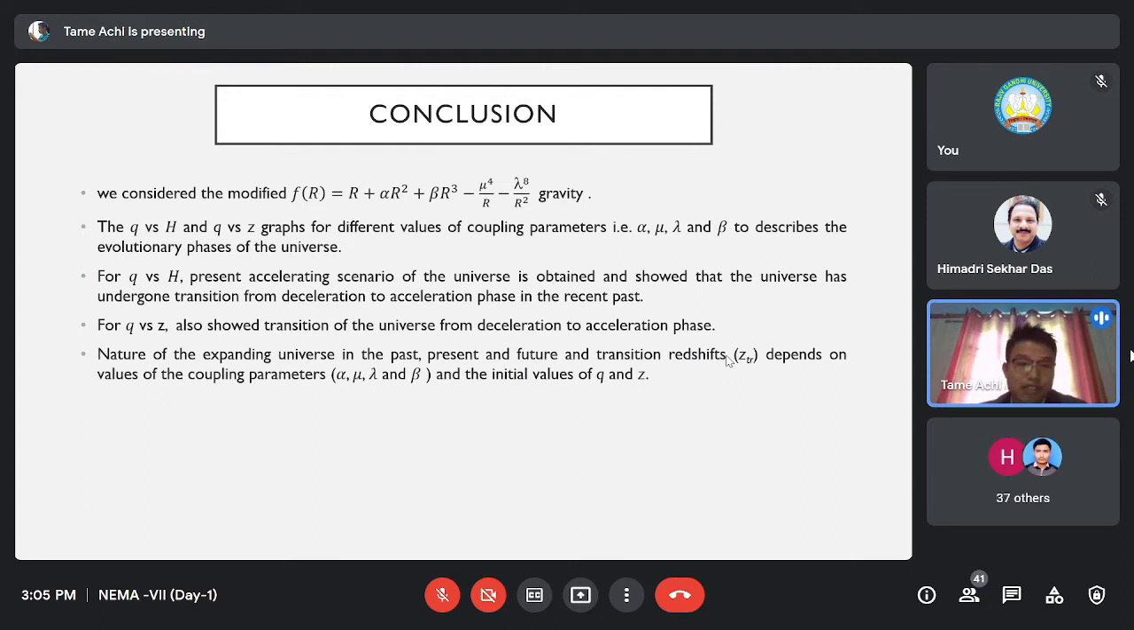Q versus Z also shows the transition of the universe from deceleration to acceleration phase. So the nature of the expanding universe in the past, present, and future, and the transition redshifts depend upon the values of the coupling parameters and the initial values of Q and Z. Thank you.